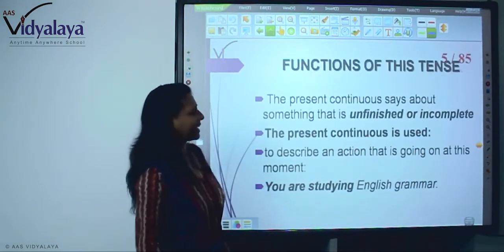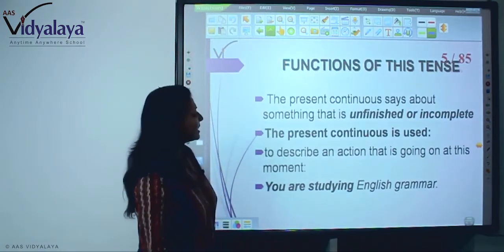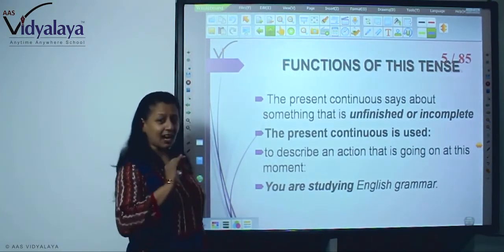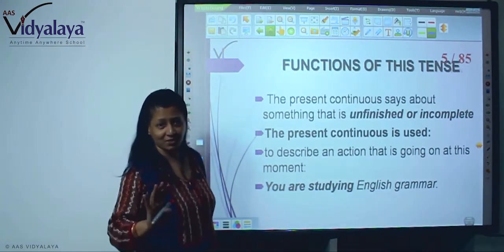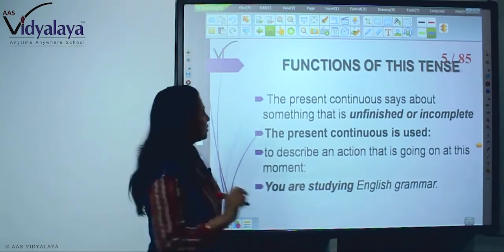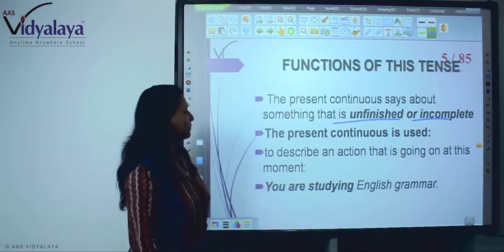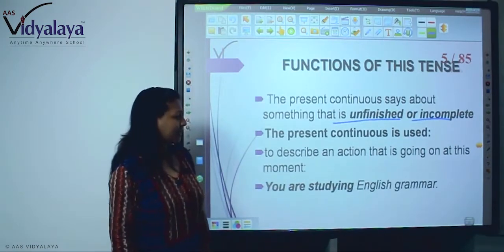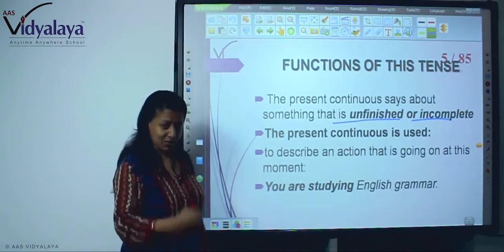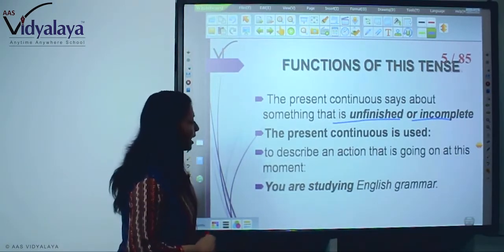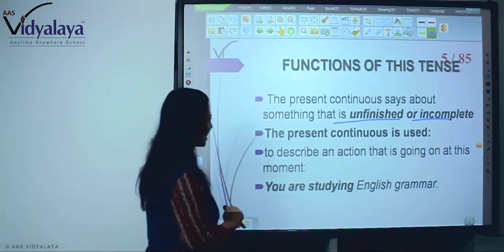Now move to the next. What are the functions of this present continuous? The present continuous says something that is unfinished or incomplete. I am teaching. I haven't yet finished. I haven't yet completed. So that's something that is unfinished or incomplete. The present continuous is used to describe an action that is going on at this moment, at a particular moment. Right? You are studying English grammar. Yes, you are indeed studying English grammar.